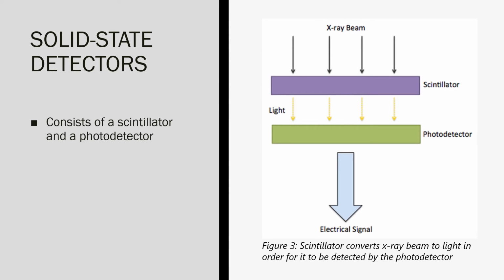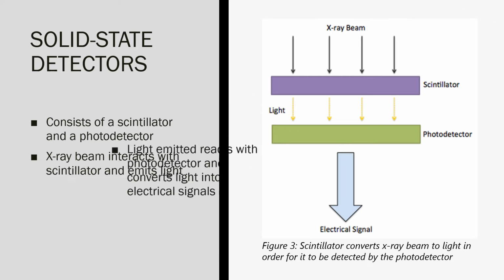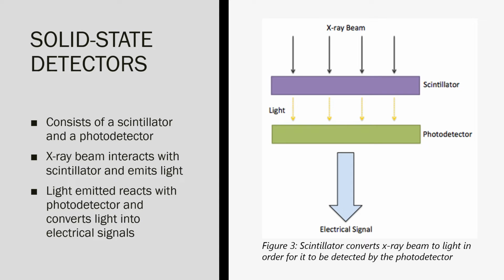The second type of detector is a solid-state detector. Solid-state detectors consist of a scintillator and a photodetector. When the X-ray beam interacts with the scintillator, light is emitted. The light emitted then reacts with the photodetector and converts light into electrical signals that are then transferred to a computer to determine how much radiation was attenuated by the body.